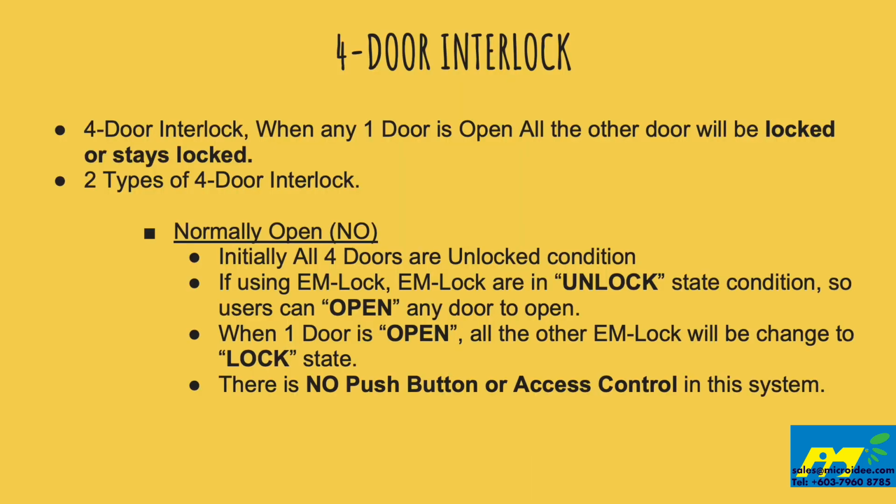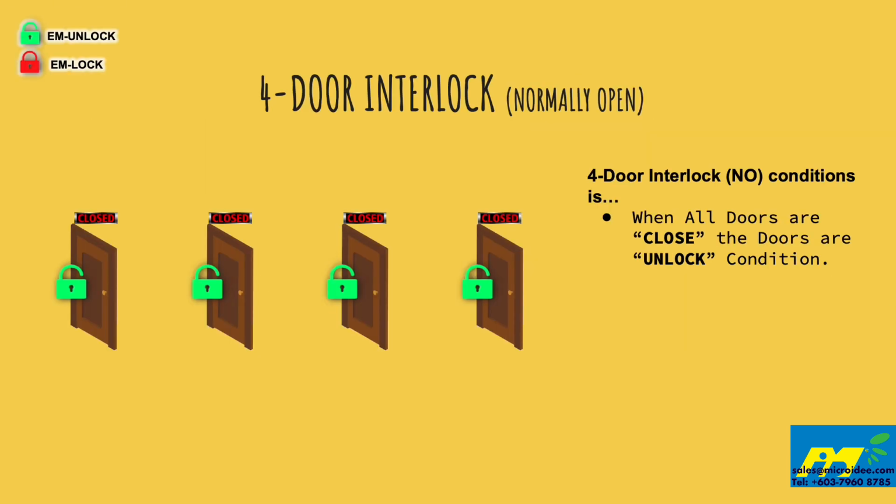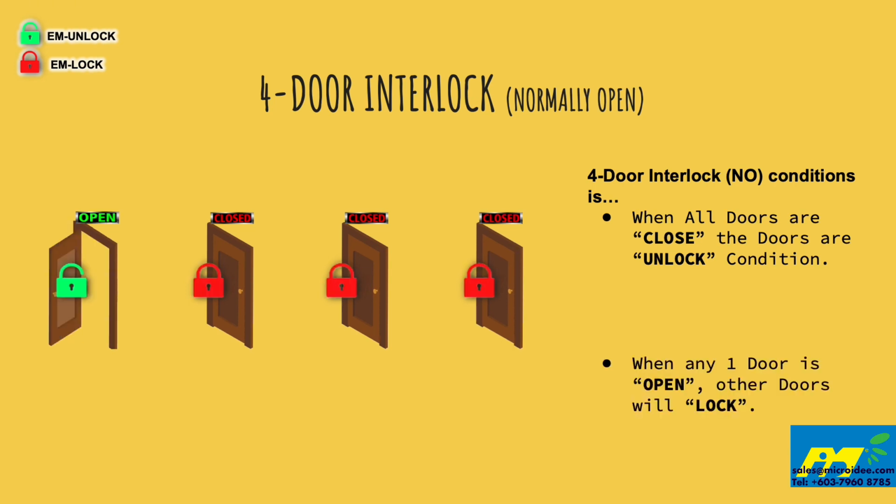First, let's look into a normally open condition of the 4-door interlock. Normally open condition, all the doors are initially unlocked. There is no need for push button or access control for this system. As I mentioned earlier, normally open condition means all the doors' EM are in unlocked condition, where you can open any door straight. At any moment you open any one door, all the other doors' EM will be locked and will not allow anyone to use the door.